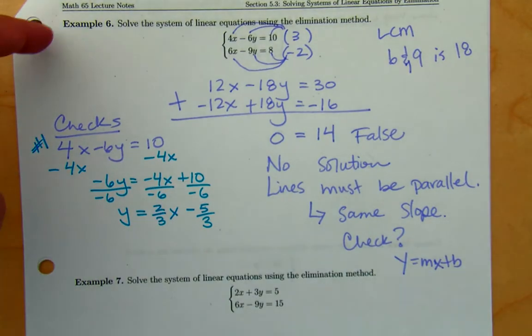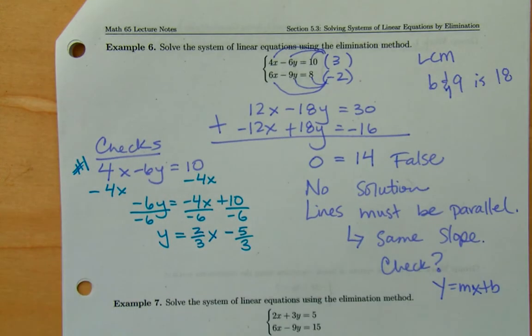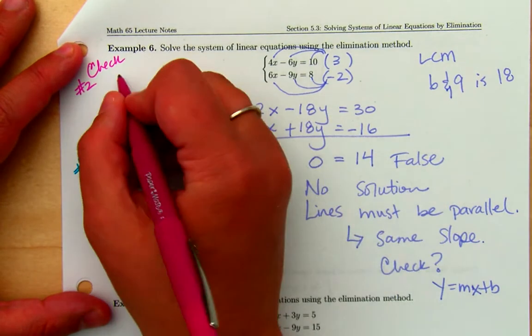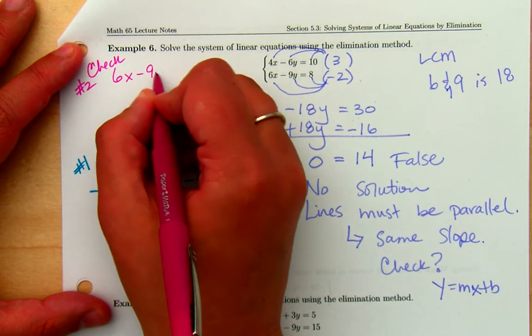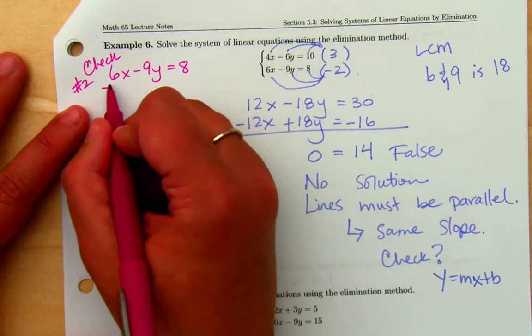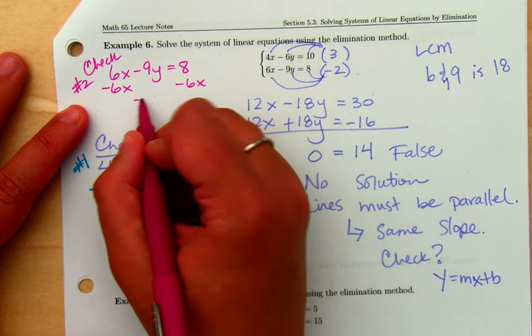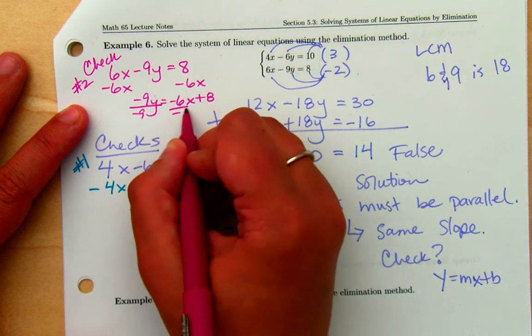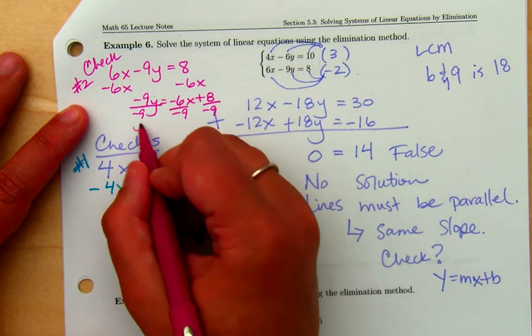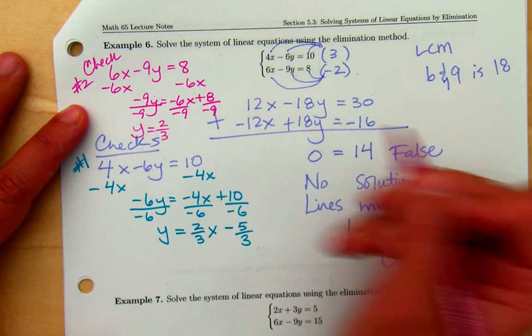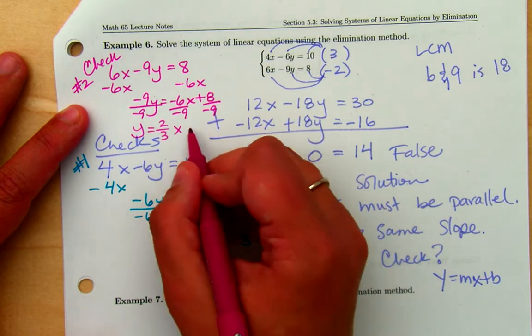I'm kind of debating, I think I have more room up here actually. So I'll do the second one. Check for number 2 up here. 6x minus 9y equals 8. What should I do to get y by itself, sorry? Minus 6x, negative 9y equals negative 6x plus 8. Divide everything by negative 9. And we get y equals, is that still 2/3? Yeah. 2/3 x minus 8/9.